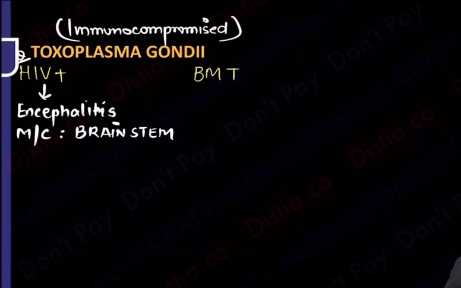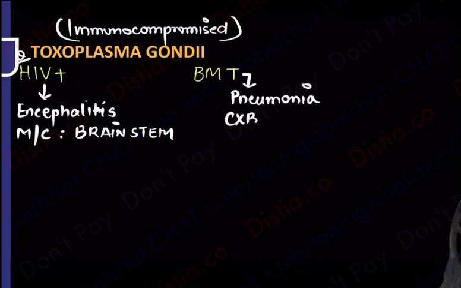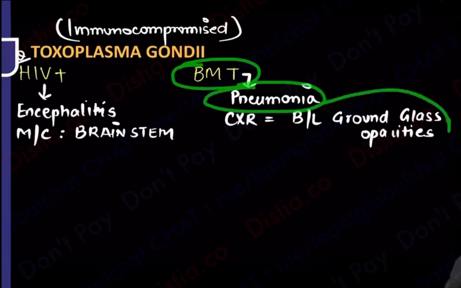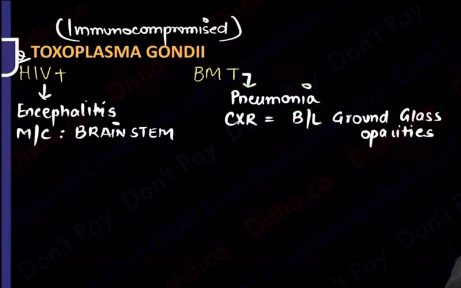But when you're dealing with a bone marrow transplant patient, usually these come to you with features of pneumonia. And pneumonia mein, when you do a chest x-ray, you will see bilateral ground glass opacities, and please remember GGOs, ground glass opacities. This might get confused with pneumocystis jirovecii, because immunocompromised situation mein pneumonia hona showing you bilateral ground glass opacities can be seen with pneumocystis.